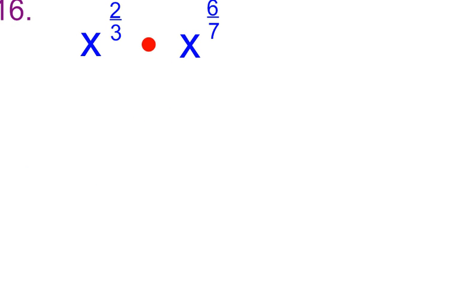Number 16, I have to add my fractions because I have two of the same base. I can't add 2/3 and 6/7 the way they are, though, because they don't have a common denominator. So I have to find one. Common denominator between these two numbers is 21.